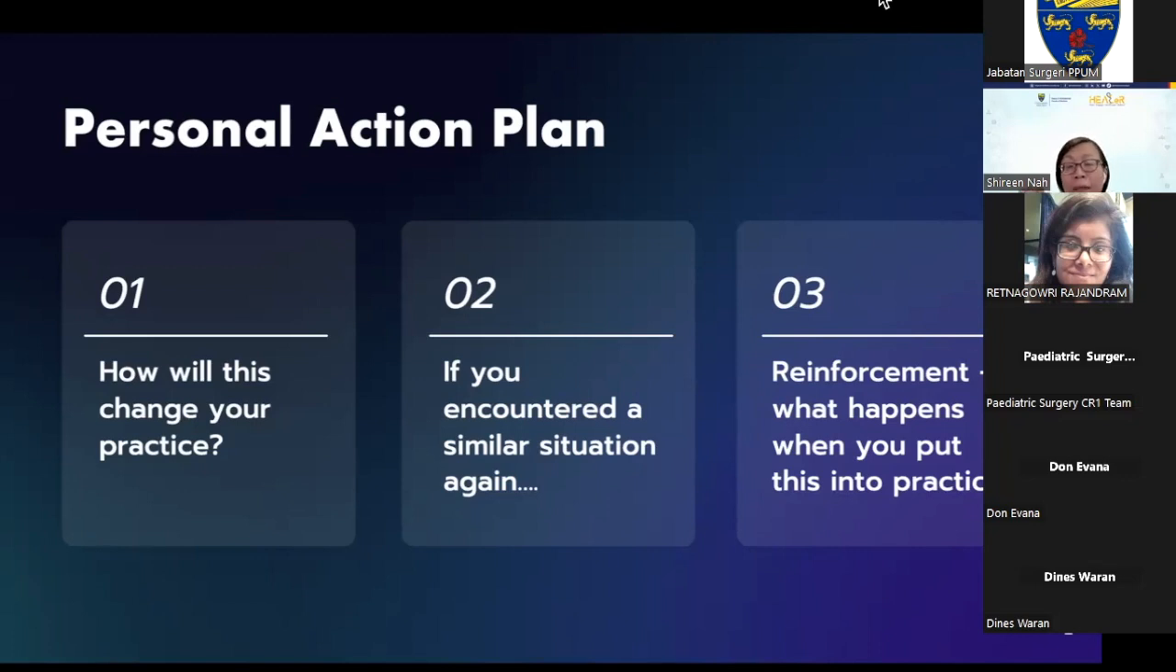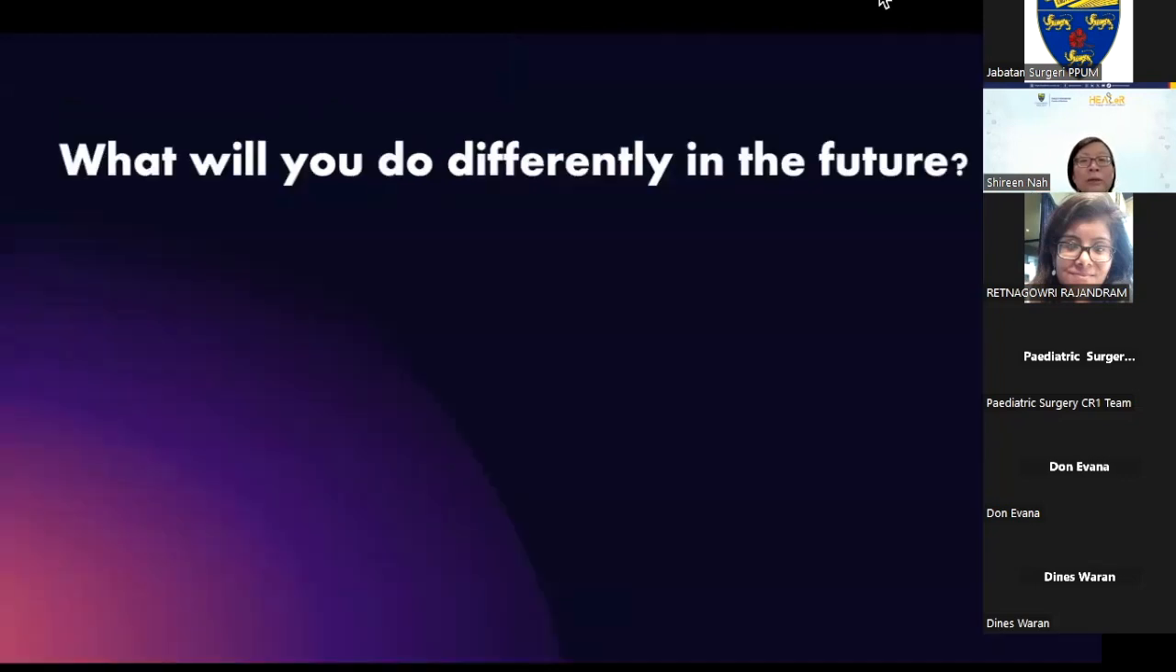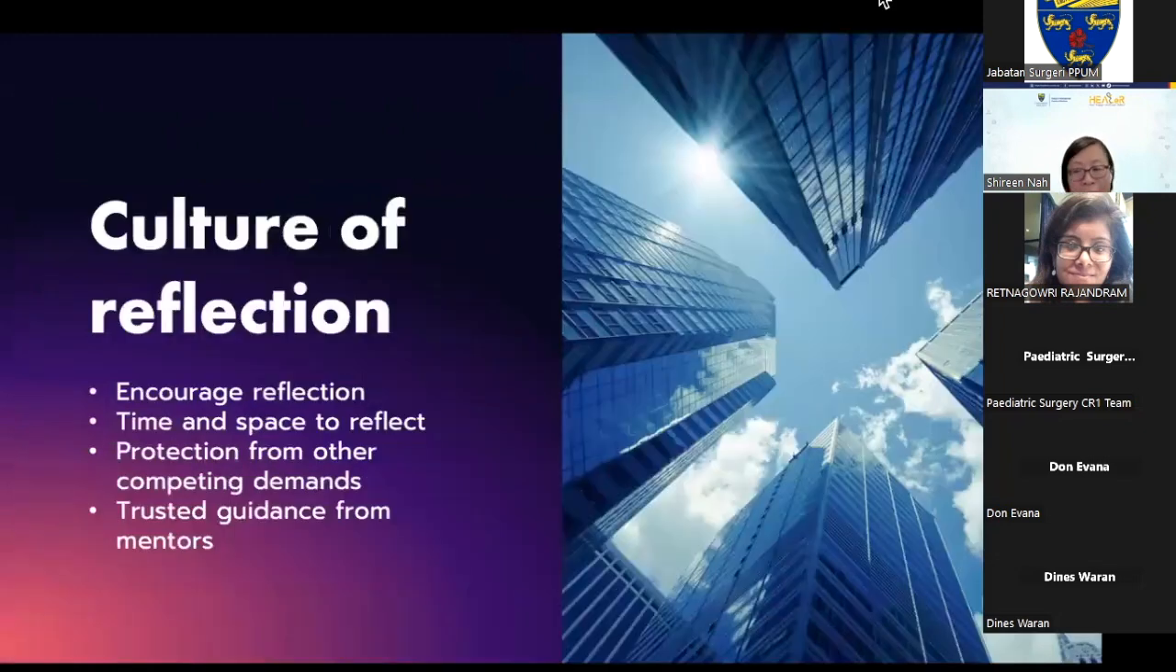Yeah, and obviously, if we encounter a similar situation again, these are the lessons we have learned and reinforced. What happens when you put this into practice? So you don't have to wait for a misunderstanding to happen again, right? You can always, before that, proactively address many of these issues beforehand. Okay, so that was this. I think this is my final slide.